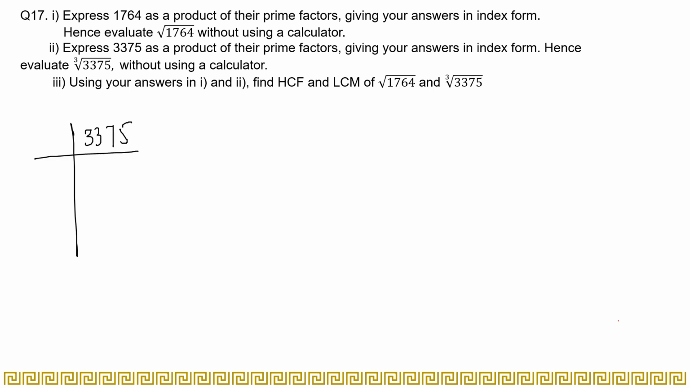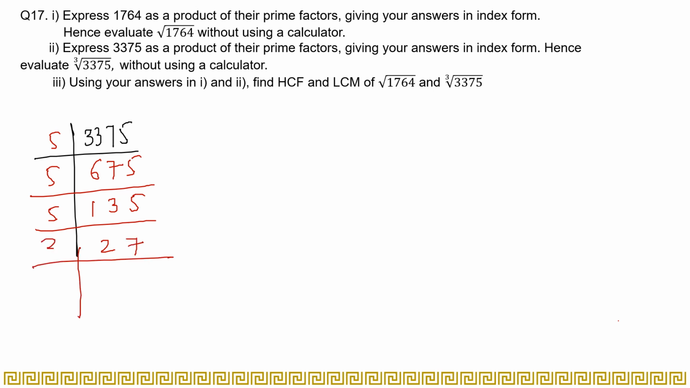We can start with 5. 5 6s are 30. 5 7s are 35, 5 5s are 25, 5 1s are 5, and 5 3s are 15, 5 5s are 25, 5 2s are 10, and 5 7s are 35. Then we can do it with 3. 3 9s are 27, 3 3s are 9, and 3 1s are 3. Then let's write it in index form. 3375 is equal to 5 to the power 3, and we can write 3 as 3 to the power 3.